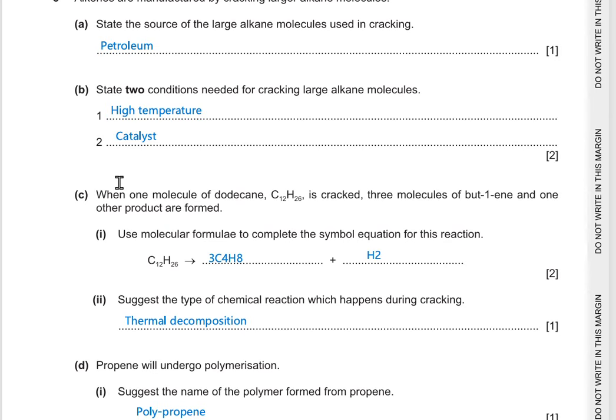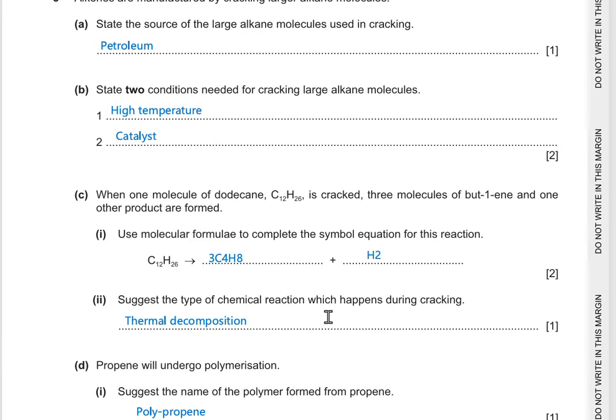Use molecular formulae to complete a simple equation for this reaction. So 3C4H8, because it said 3 molecules of but-1-ene, we can use a general formula for CnH2n, basically alkenes. So C4, because but is the 4 prefix, and H8, 2 times 4 is 8. So 3 times 4 is 12, so there's no carbon left here, it must be hydrogen.